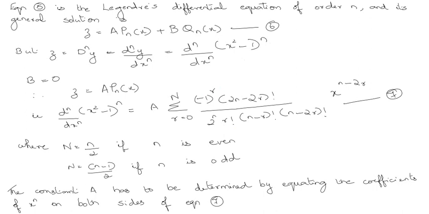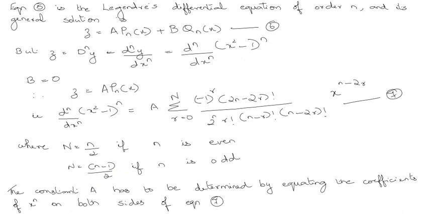So RHS is now A into sigma r is equal to 0 to N, minus 1 raised to r into 2n minus 2r factorial divided by 2n into r factorial into n minus r factorial into n minus 2r factorial into x raised to n minus 2r, where capital N is equal to n by 2 if n is even, and capital N is equal to n minus 1 by 2 if n is odd.